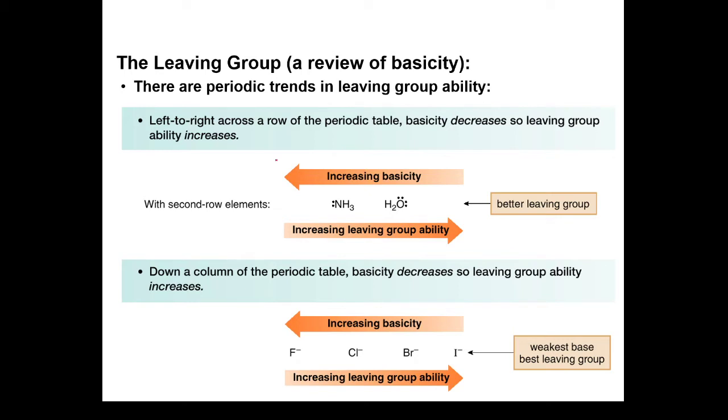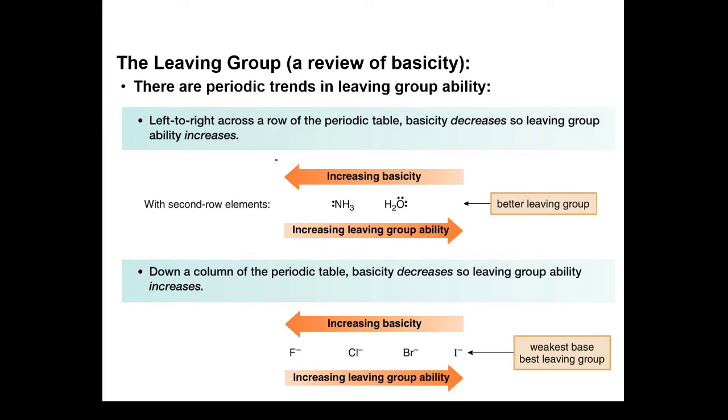So I have the choice of ammonia or water. The oxygen as a leaving group or ammonia. Oxygen's going to be better because it's further to the right. Fluorine's going to be better because it's further to the right. Carbon's going to be terrible because carbon's further to the left. So a carbon-to-carbon bond is not going to be a good leaving group.